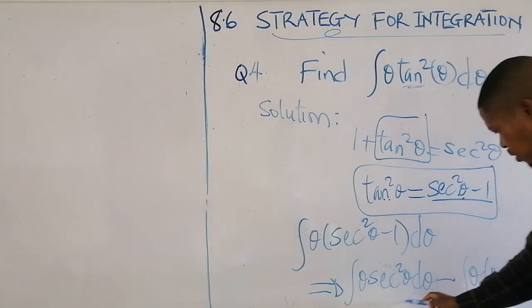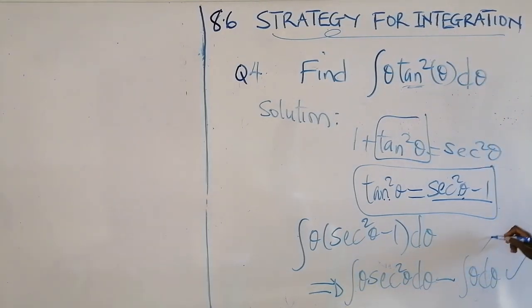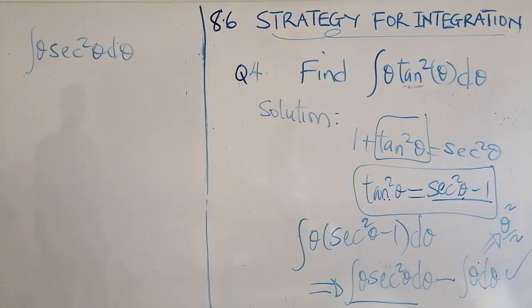This one has a direct answer. The integral of theta with respect to theta, this is having power 1, so that will be theta to power 2 over 2. So this one is done. But this one is a product of two items, and that calls for integration by parts.